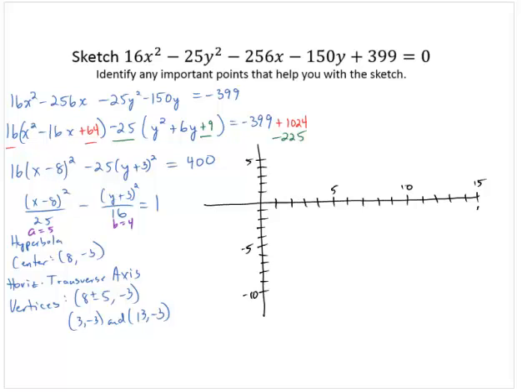Alright, identifying the center. The center's at 8, negative 3. Vertices at 3, negative 3, and 13, negative 3. Alright, let's build the fundamental rectangle. From my center, I'm going to move up and down 4 units. So I have an important point here at 8, 1, and an important point at 8, negative 7. Let's use those to help build that fundamental rectangle.